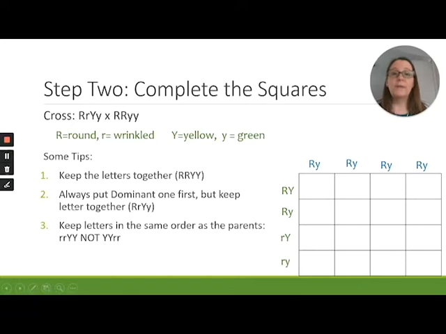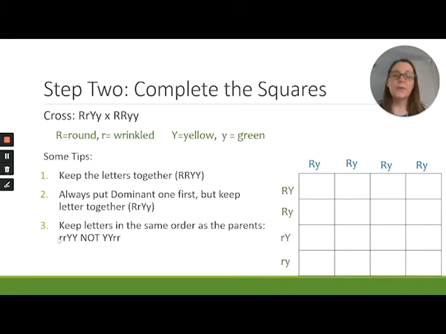One thing that you always have to do, though, is the dominant letter always goes first, but you keep the letters together. So number 1 is to keep the letters together. Number 2 is to put the dominant letter first. So you'll see my example here of 2 heterozygous traits, and you'll see that that's how it's written in the parent's genome as well. Now, keep the letters in the same order as the parents. So if you have homozygous recessive R's and homozygous dominant Y's, you write the R's first. Always use the same sequence.